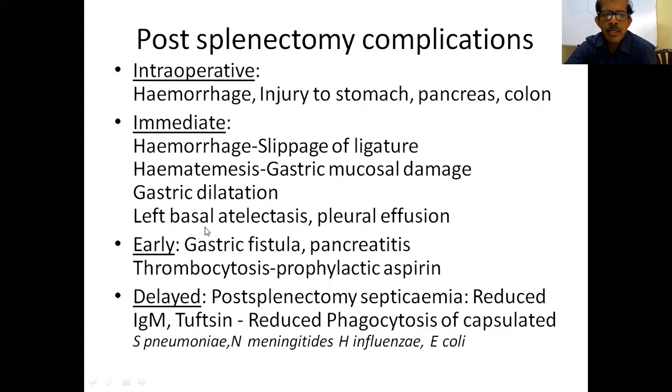Then, because the left lung base is there, there is chance of atelectasis. Similarly, pleural effusion, left pleural effusion. So these are immediate complications. So once again, hemorrhage, reactionary mainly, hematemesis, gastric dilatation, left basal atelectasis, pleural effusion. These are the immediate complications. Then early complications: sometimes by ligating the short gastric arteries and veins, you have injured the stomach. It will lead to gastric fistula. Similarly, you have injured pancreas, pancreatitis. Then, because this spleen is already, we talked about thrombocytopenia.